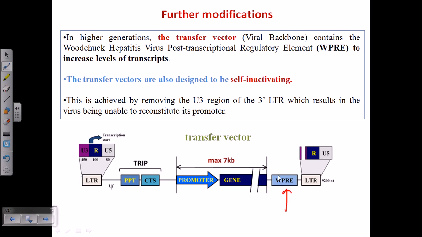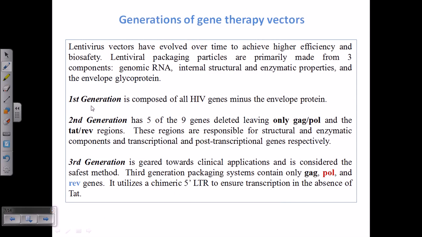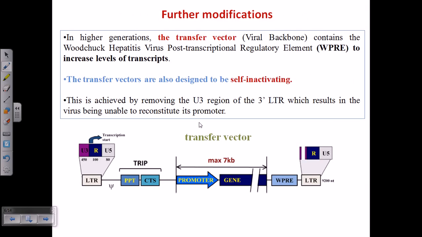This is something which we add from outside, but the rest of the part we have discussed in generation 1, generation 2 and generation 3, simply deleting the wild type genes that are present there, which can be pathogenic. Okay, now this is one modification. This is a further modification that has been conducted. And also the transfer vectors are designed as self inactivated.